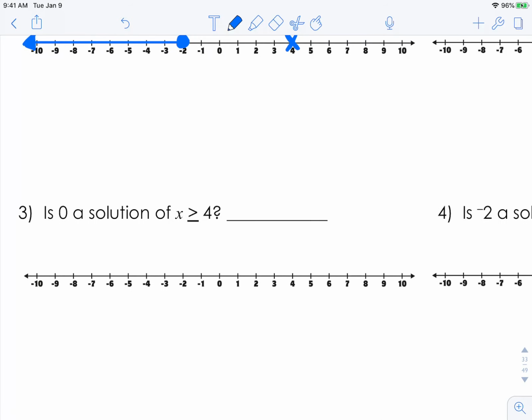So is 0 a solution of x is greater than or equal to 4? Greater than or equal to means a closed circle. Greater than means larger than, move this way. Is 0 a solution? No, it is not.